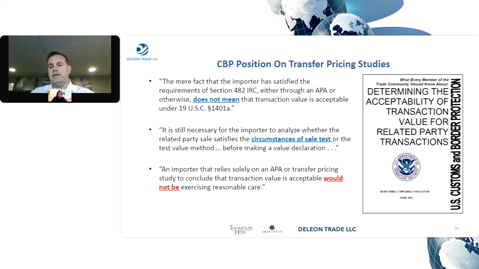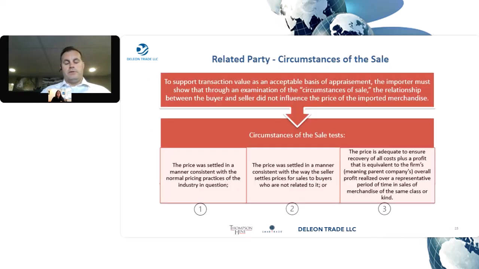So basically they said, if you have related party pricing and if you've never evaluated it, if we think it's wrong, we can penalize you because we're specifically setting the bar that if you don't, you're not exercising reasonable care. So there's these 3 circumstances of sale tests that you can use to substantiate related party pricing. I'll run through them really quick here, but there's a lot that goes into this. I can do a 2-hour session just on related party pricing, but you have these 3 tests you can use beyond test values, which I mentioned earlier.